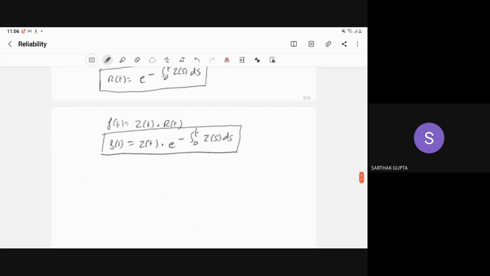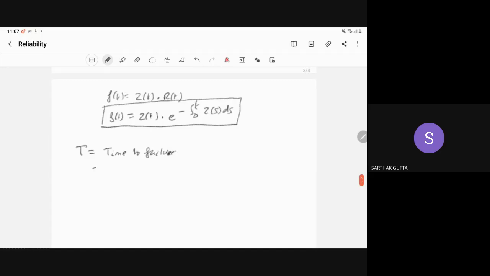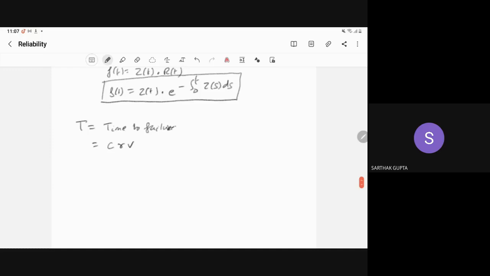What I have given you the idea is what is T? T is the time to failure. And if it is the time to failure, it means it is a continuous random variable. Continuous random variable means characterized by PDF f(t) and CDF capital F(t).